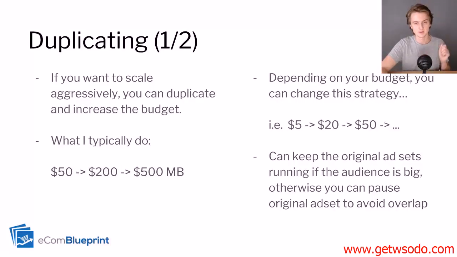Now, the other way is duplication. Duplication is when you want to scale more aggressively. And so, if you're running an ad at like $5 a day, and then you want to quickly increase the budget to $20 a day or $50 a day, that's when you duplicate.